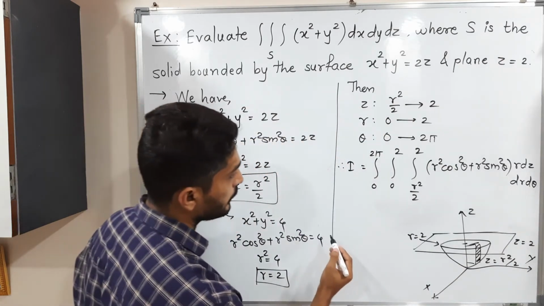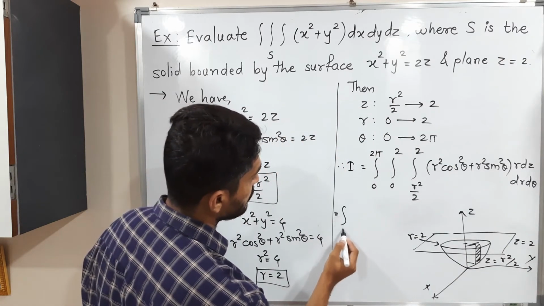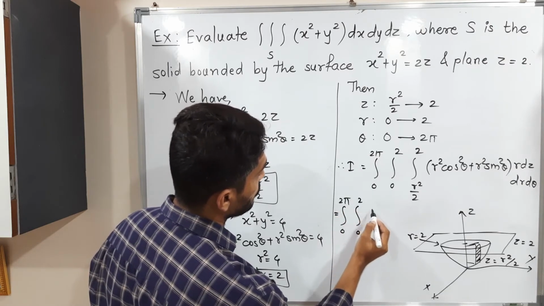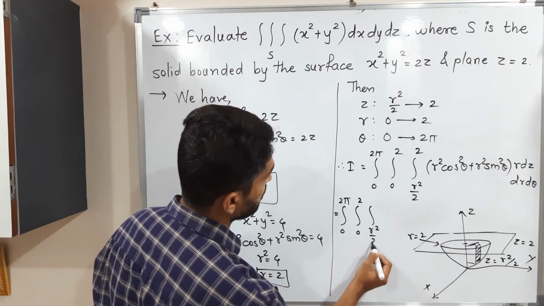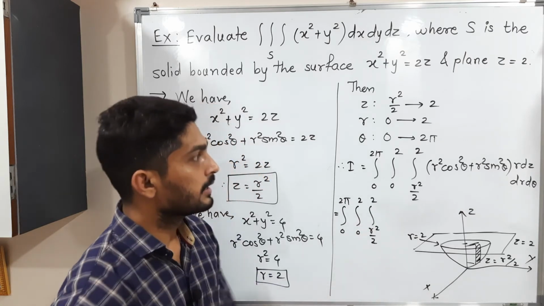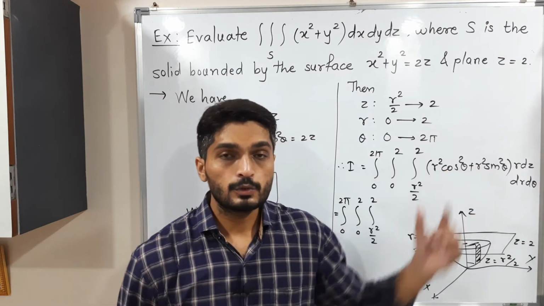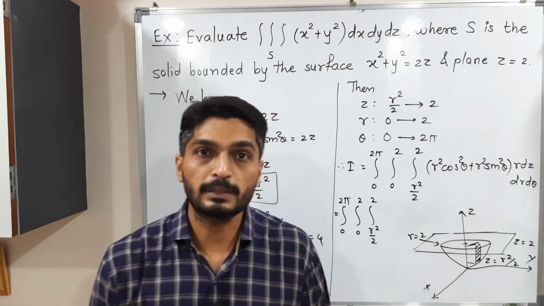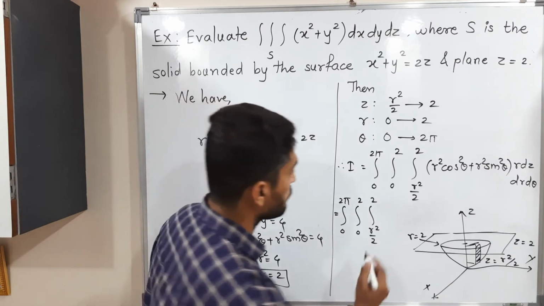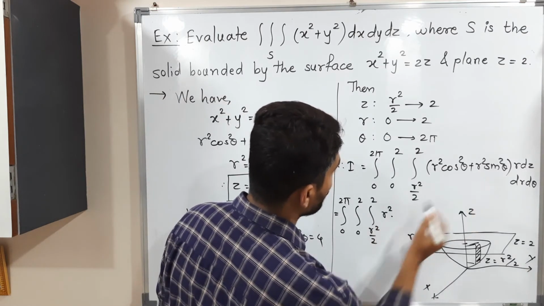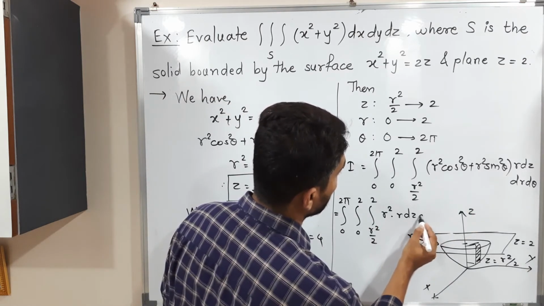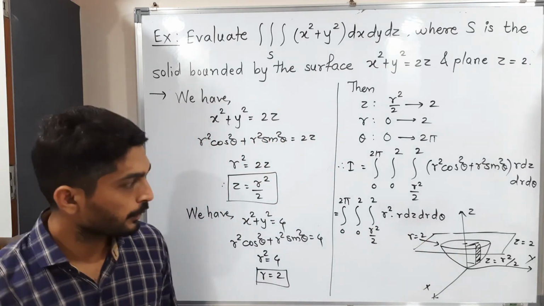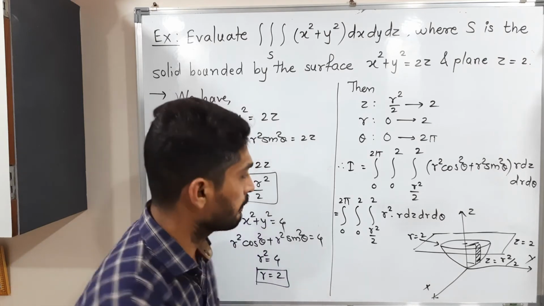Okay, I will continue here. So integration 0 to 2 pi, integration 0 to 2, integration r square by 2 to 2. See here what can happen. So r square you can take common. If you take r square common, cos square theta plus sin square theta is 1. So therefore it is r square into this r dz dr d theta. Getting the point? We have a small space here, we will manage it.